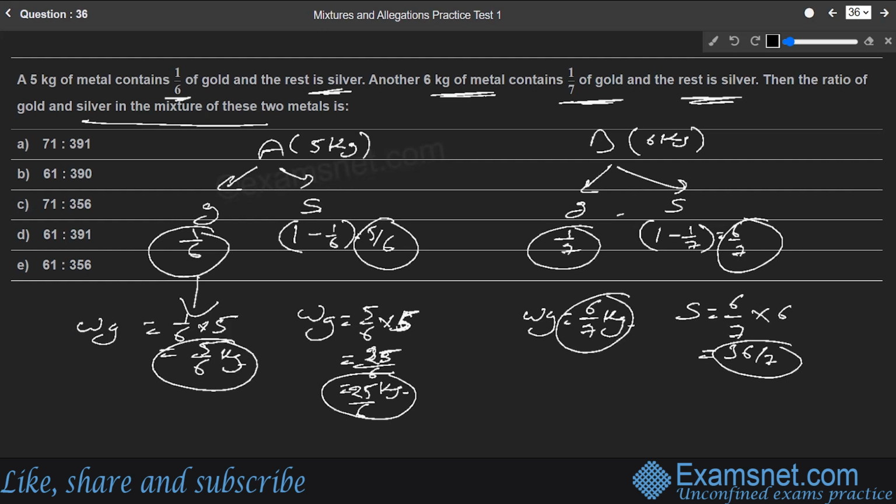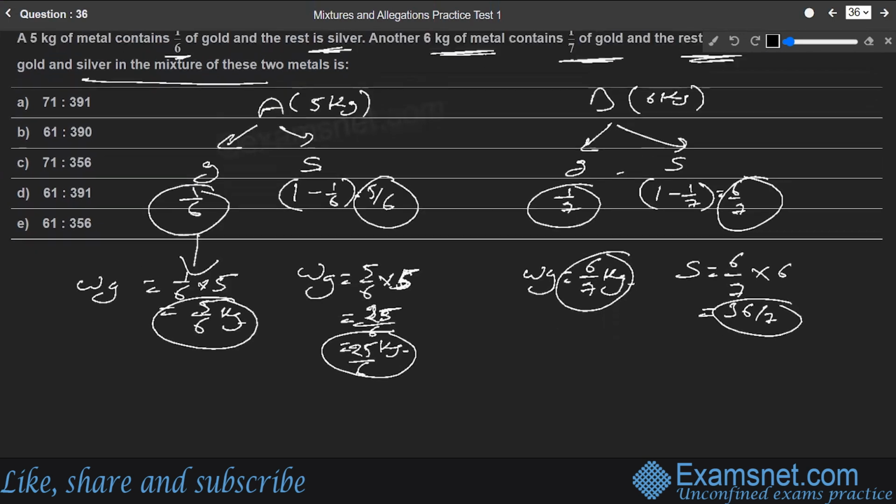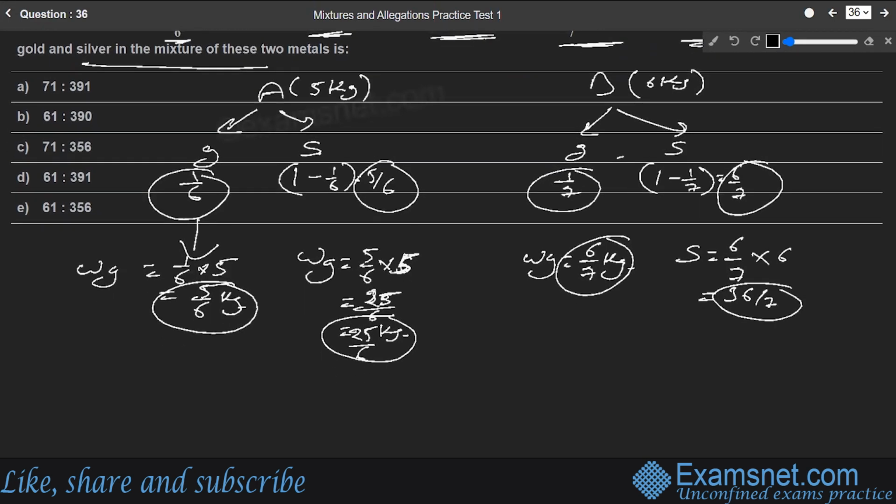Now they say if they are mixed, what is the composition of the gold and silver in the resultant mixture? If we want to find that, we can add the gold parts together and add the silver parts together and find the ratio, that is, total weight of gold divided by total weight of silver. So let us add the gold part. The gold part is 5 by 6 and 6 by 7, so we need to add 5 by 6 plus 6 by 7.